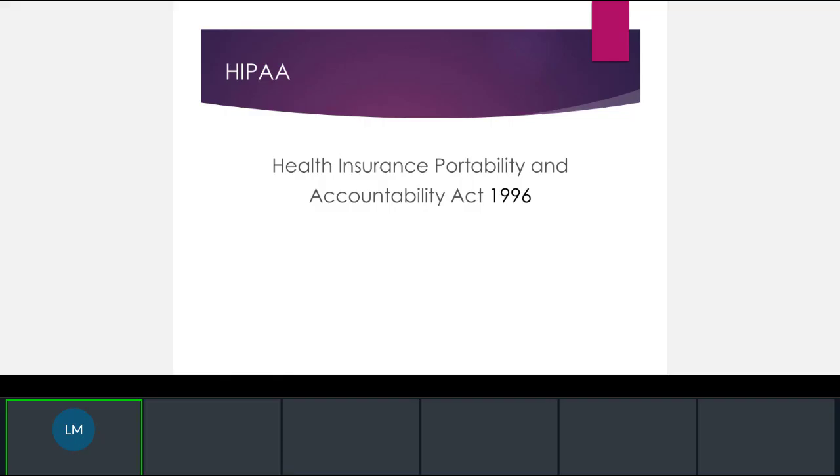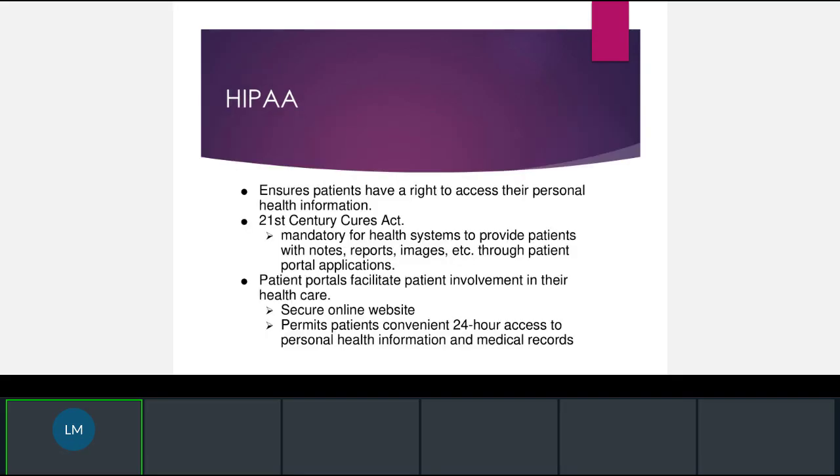But along with that nice access to your information 24 hours a day, there also is the potential that others could access that information. So we're going to talk just a little bit right now and more later about HIPAA. HIPAA is the Health Insurance Portability and Accountability Act. It came about in 1996. And basically what HIPAA does is it makes sure that patients have a right to access their personal information. Okay. So patients do have a right to their own personal health information.